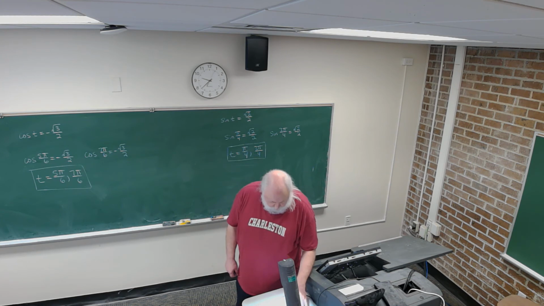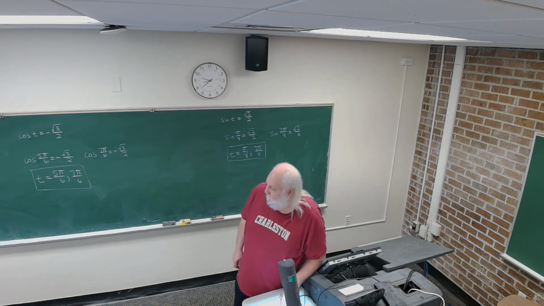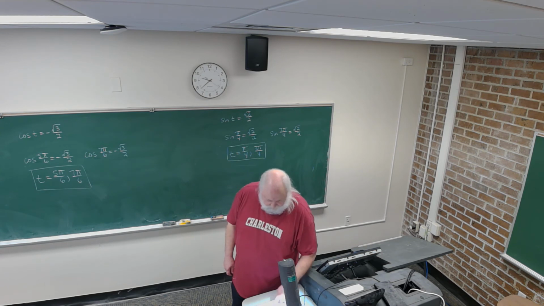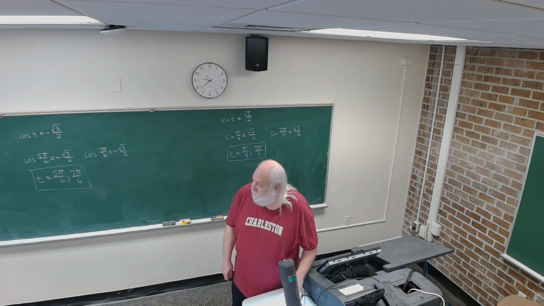And where the graph crosses the x-axis is at odd integer multiples of pi over 2 radians. And you can see that. It crosses at -3 pi over 2, -1 pi over 2, plus pi over 2, 3 pi over 2, 5 pi over 2, and so on. So that's what the graph of the cosine and sine functions look like.